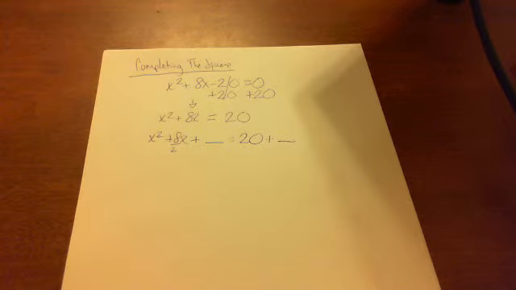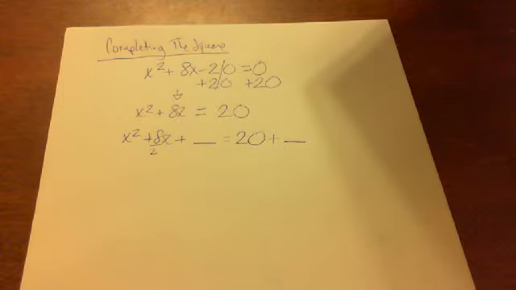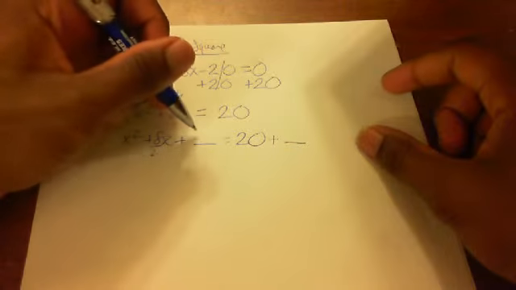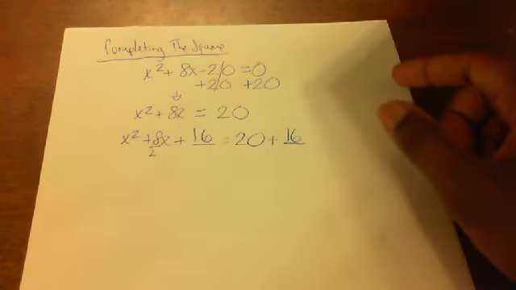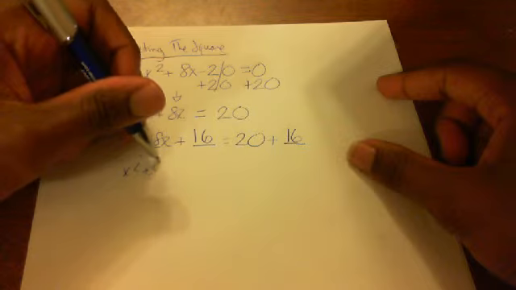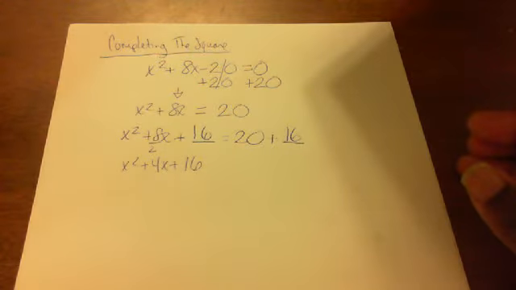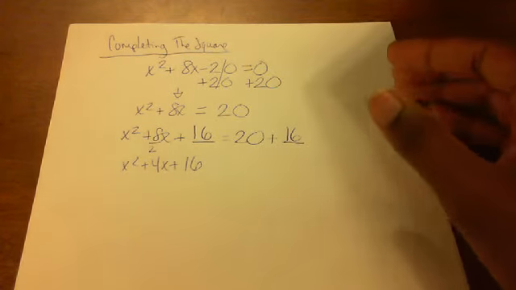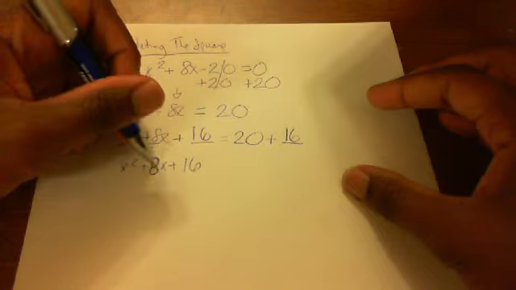I want to be able to kind of zoom in a little bit, so let me do that so you might be able to see it a little bit better on the focus. Alright, so 16 on both sides. 16 goes here, and 16 goes right here. Now, when we do this, we're going to have x squared plus 8x plus 16, excuse me.